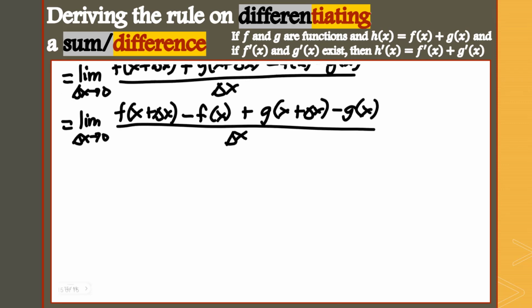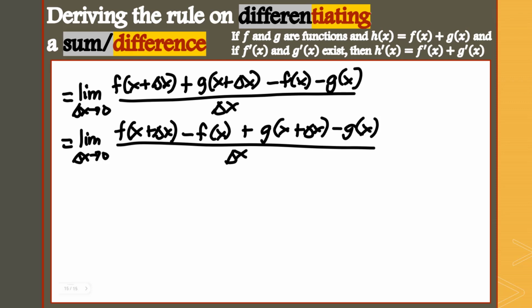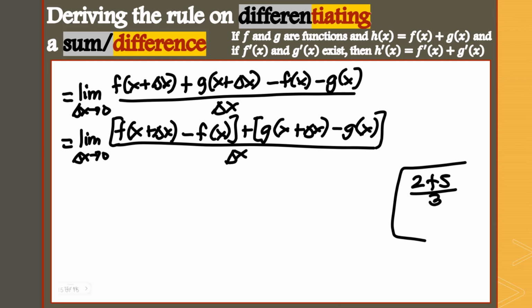Then I would like us to, of course, look into this. If I'm going to group this and that, and here as well, can we separate them into two different rational expressions? The answer is yes. If we have an example here, let's say 2 plus 5 over 3. This is actually 2 thirds plus 5 thirds. Two fractions of the same denominator. The numerators are these addends here. So we can separate this.